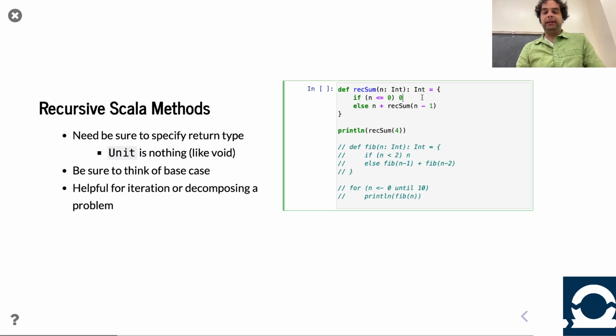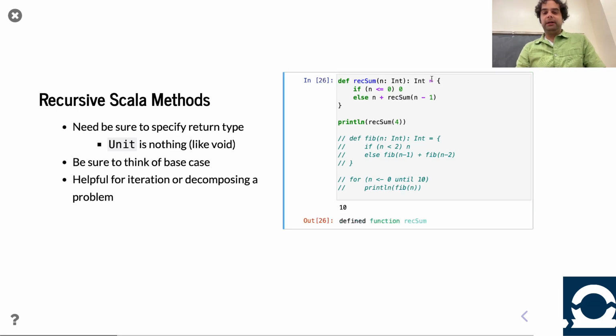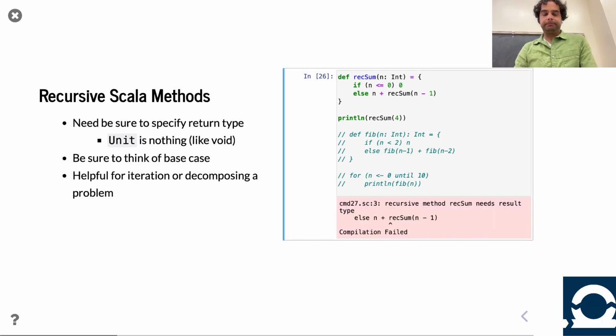If I was to remove this, it's going to yell at me. But I'll leave it on for now. And if I drop it off, it says recursive function should have a type. Yeah. Okay, so what's going on in the body here?